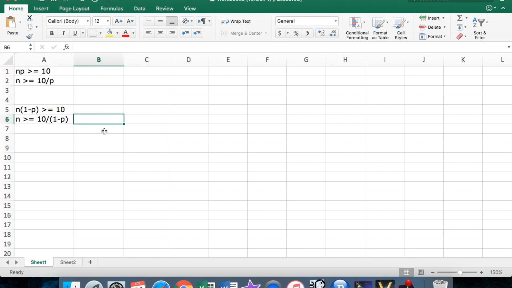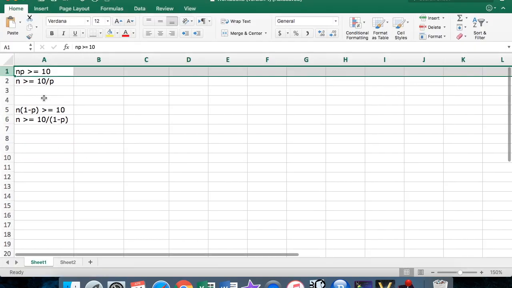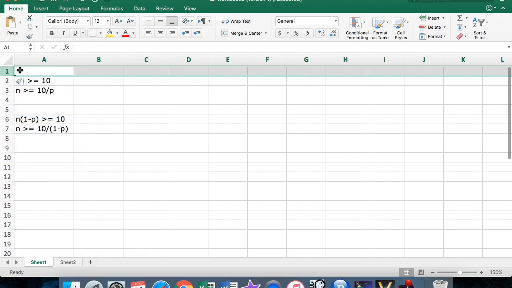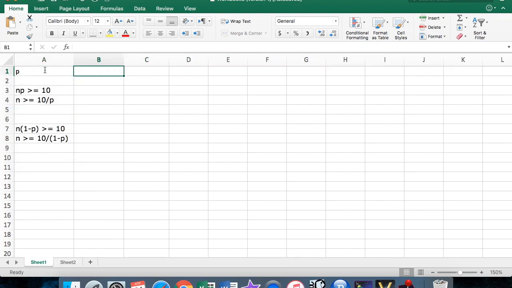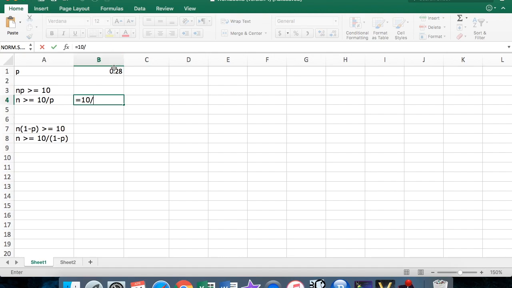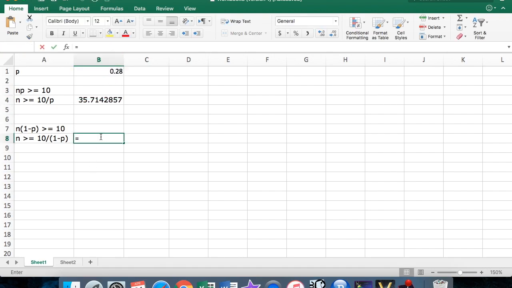Okay, so what are these? Well, p is 0.28, right? So if my p is equal to 0.28, then this would be 10 divided by 0.28. Okay, so 35.71. Then this guy, 10 divided by 1 minus p. Okay, it's as simple as that. So round up to the nearest whole person, because if we're talking about a sample size, it has to be a whole number. You can't have 35.71 people, you can't have three quarters of a person. So it's the next whole number up. So 36 and then 14.